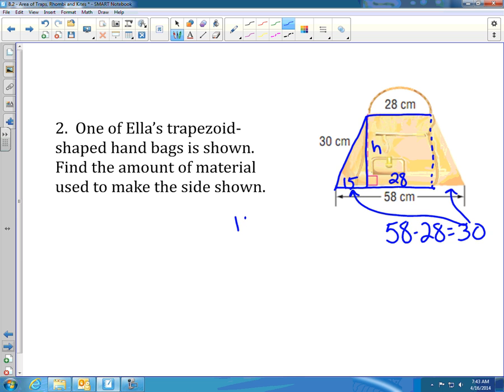So I can say 15 squared plus h squared equals 30 squared. Now why I'm not using 30, 60, 90 rules? Because it kind of looks like that triangle, but we don't know for sure because they don't tell us. But we do know that it is a right triangle, and there we can use our Pythagorean theorem. All right, let's round this to 1 decimal place. Go ahead and finish it. Find me that height.